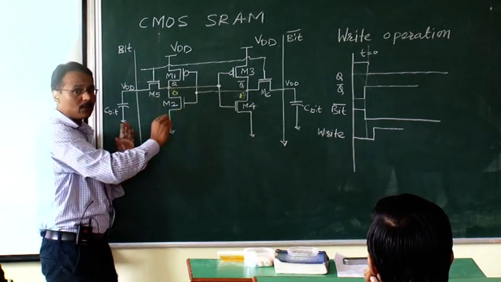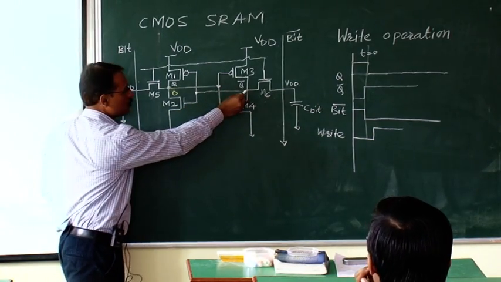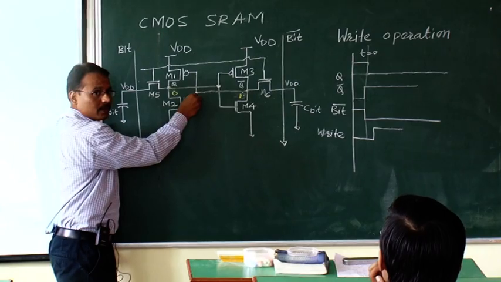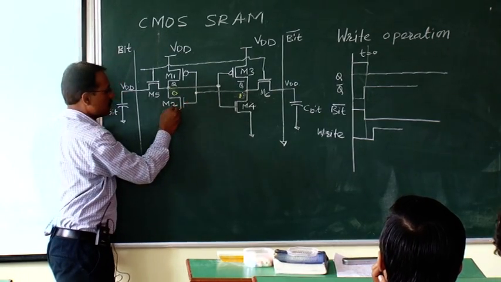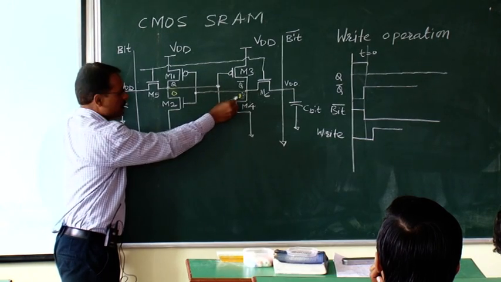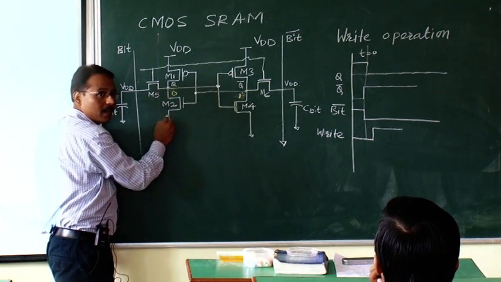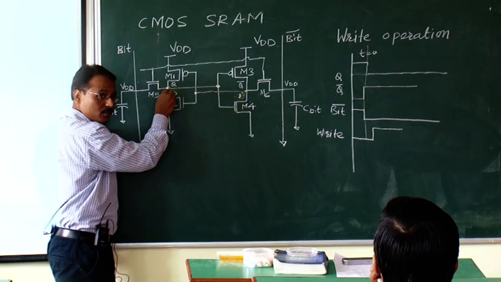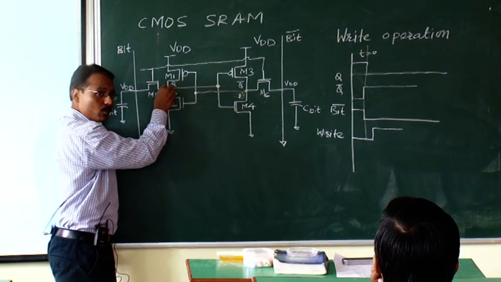See here, again, back to back connection means what? This node is connected here. It is connected here means it is connected to the gate of M2. So when logic 1 is stored here, this means that M2 is on, and as M2 is on, this voltage is 0. But we want to change it to logic 1.